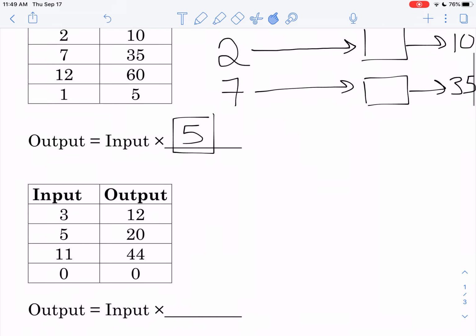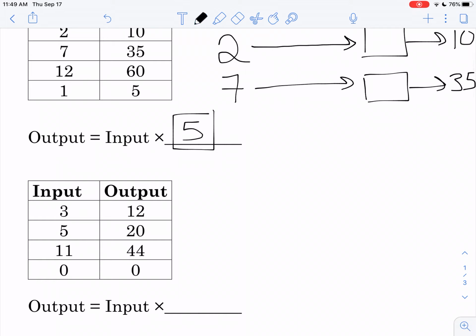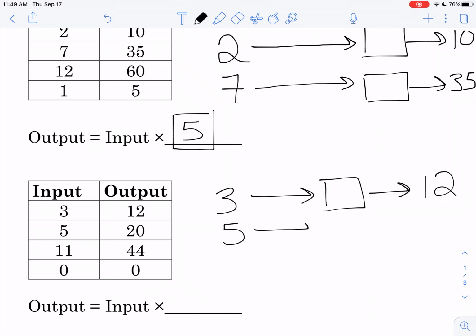Let's try another example. 3 goes into my machine and 12 pops out. Do you have a guess? Output equals input times what number? 5 goes in, 20 comes out. Do you have a guess?